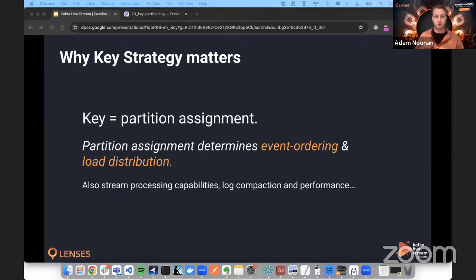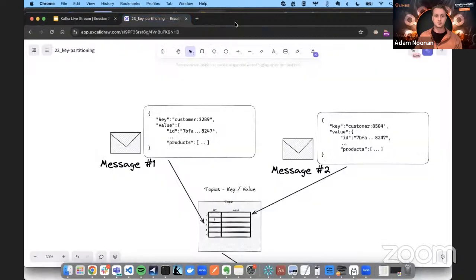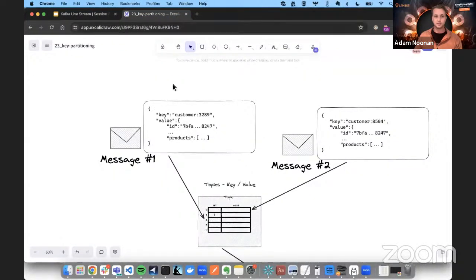There are a couple of other parts of the Kafka ecosystem with streaming capabilities: joins and aggregations, as well as your ability to create a log compacted table and derive state. But the two key things that we want to always keep in mind with our key values are event ordering and load distribution.